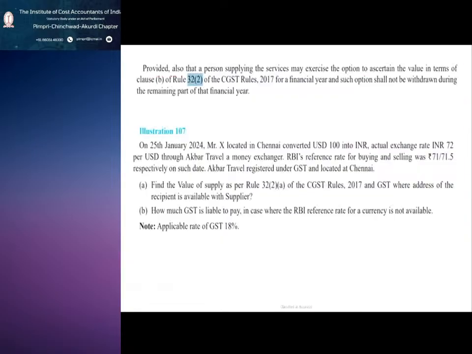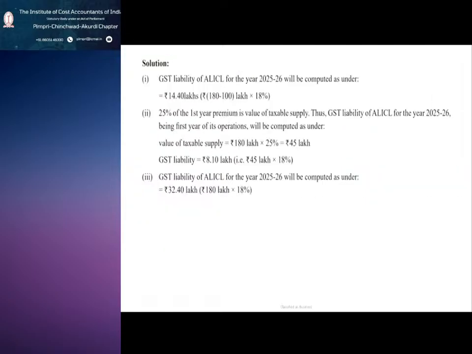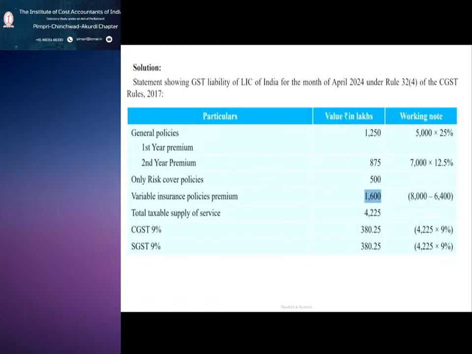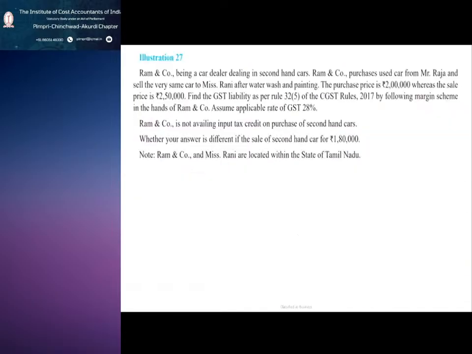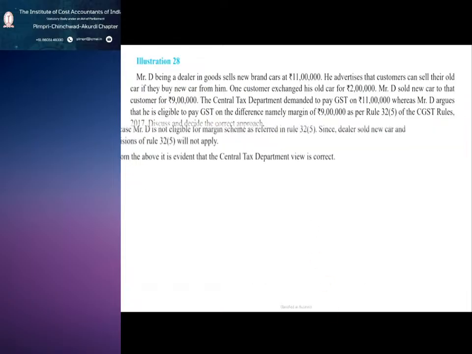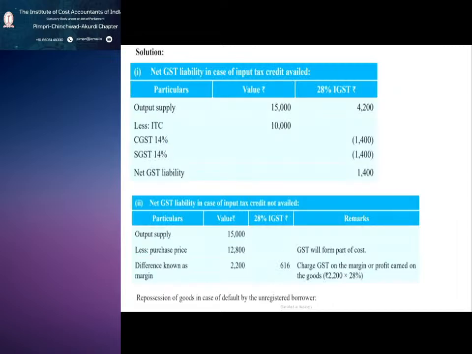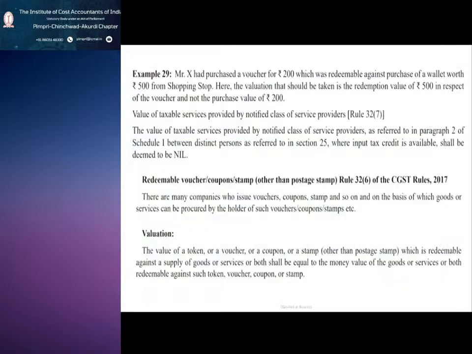So we will see some 2-3 examples quickly. So you will remember. You forgot time of supply. If I show an example, you will remember now. So redeemable voucher or coupons or stamp.